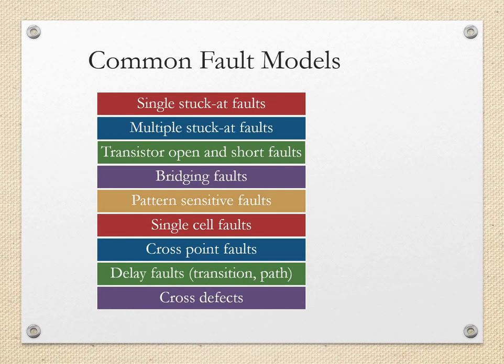If such multiple faults are considered at a time, then that fault model is named multiple stuck at fault. Next is transistor open or short. Then the fourth one is bridging fault. Bridging fault means the nearby connections get shorted, or the output gets shorted to the input, the feedback path. Those types of faults are called bridging faults.